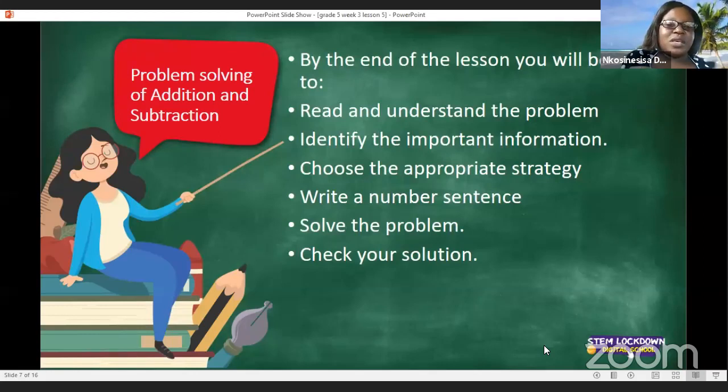I also want you to be able to identify the important information, to choose the appropriate strategy. By strategy, we mean addition, subtraction, division, and multiplication. I want you to also be able to write a number sentence, and you should be able to solve the problem and to also check your solution. So this is what I hope you guys will achieve at the end of the lesson.